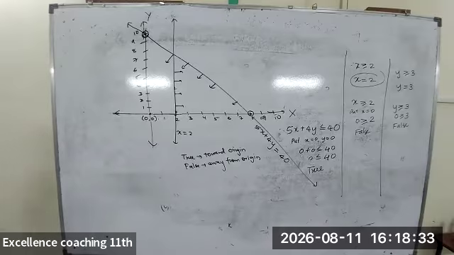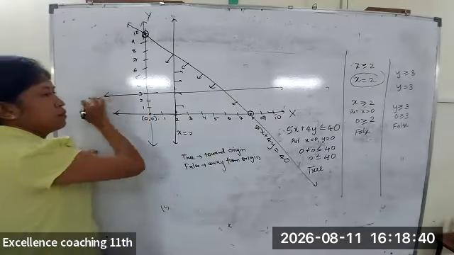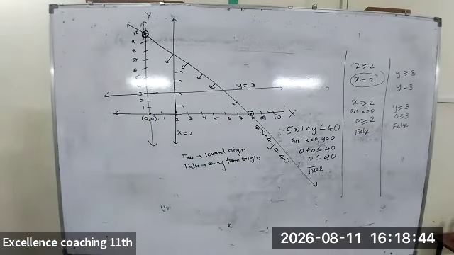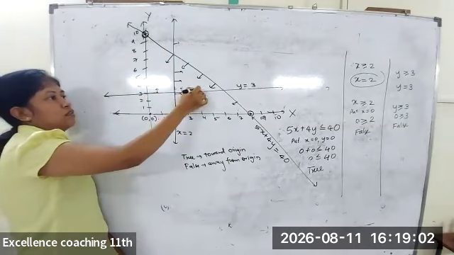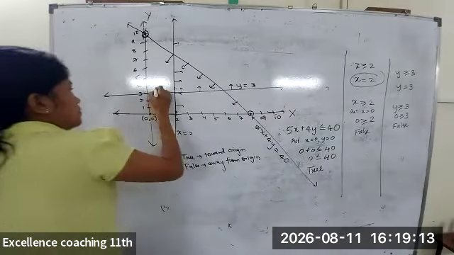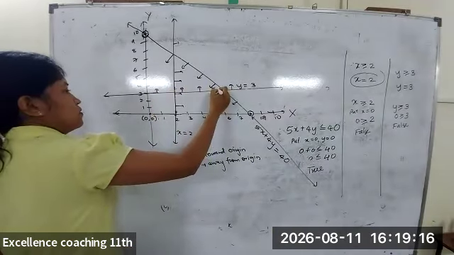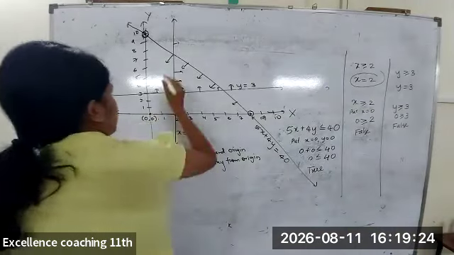And now the third line. Third is y equals to 3. Y equals to 3 means on the y-axis. Now true or false? False. Just for your understanding.